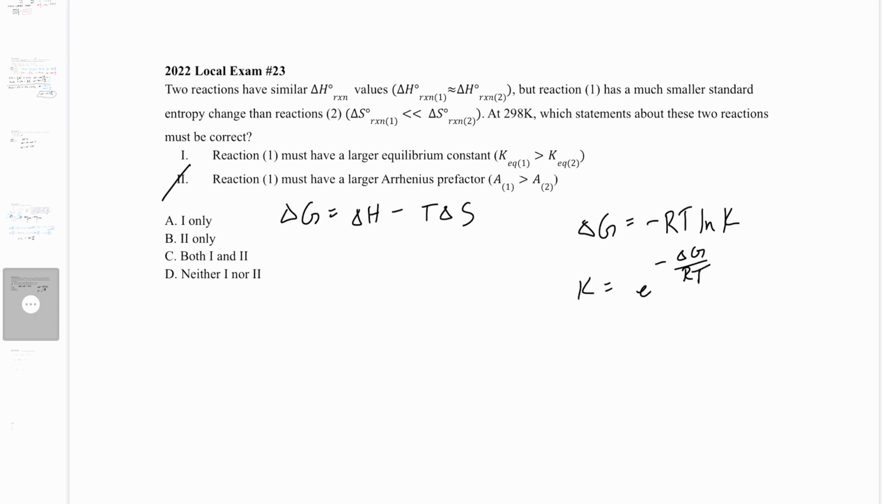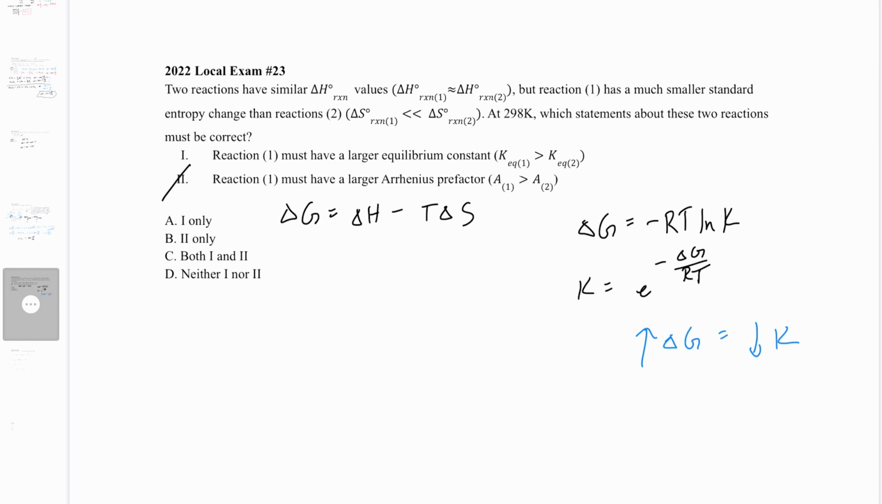Now, as your delta G gets bigger, if you look at our K expression here, as your delta G gets bigger, that exponent gets more and more negative. When that exponent gets more and more negative, your K ends up going down. So as you have an increase in delta G, that's equal to a lowering of your K value, a lowering of your equilibrium constant. So greater Gibbs free energy values means lower K values.